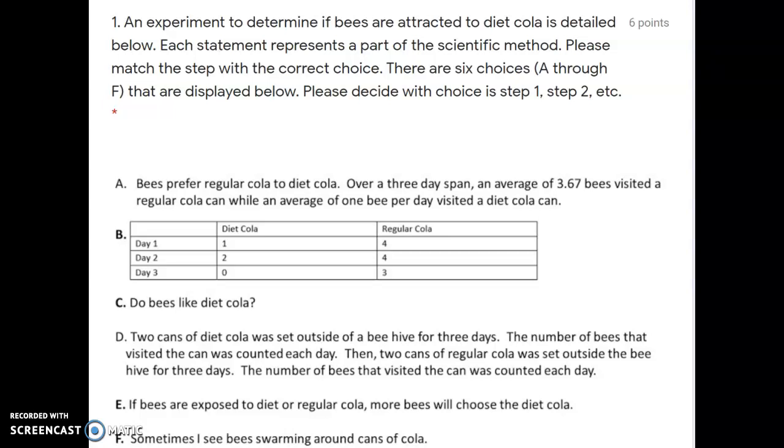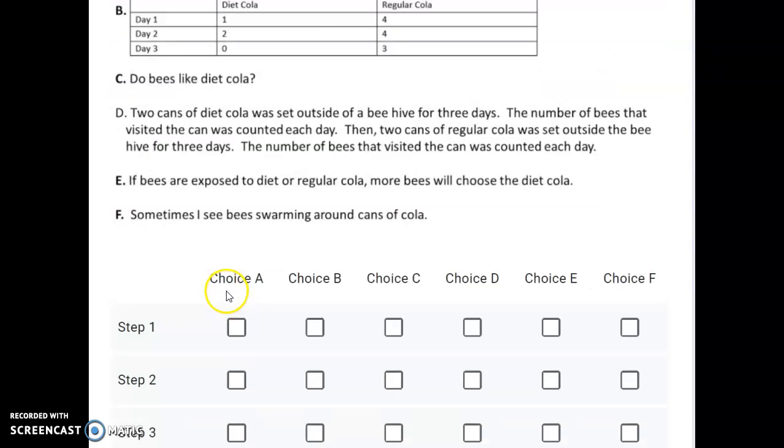Scientific method question number 1. An experiment to determine if bees are attracted to Diet Cola is detailed below. Each statement represents a part of the scientific method. Please match the step with the correct choice. There are 6 choices, A through F, that are displayed below. Please decide which choice is step 1, step 2, etc.